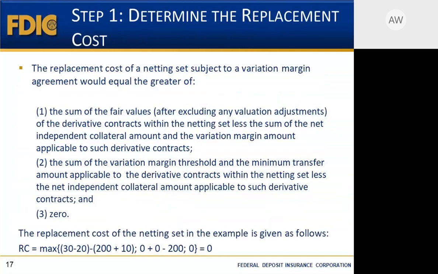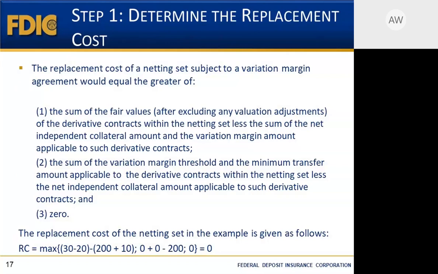First, let's do the easy step, figure out the replacement cost. The replacement cost of a netting set subject to a variation margin agreement would equal the greater of, as you remember, the sum of the fair value after excluding any valuation adjustment of the derivative contracts within the same netting set, less the sum of the net independent collateral amount and the variation margin amount applicable to such derivative contracts, or the sum of the variation margin threshold and the minimum transfer amount applicable to derivative contracts within the netting set, less the net independent collateral amount applicable to such derivatives, and 0.